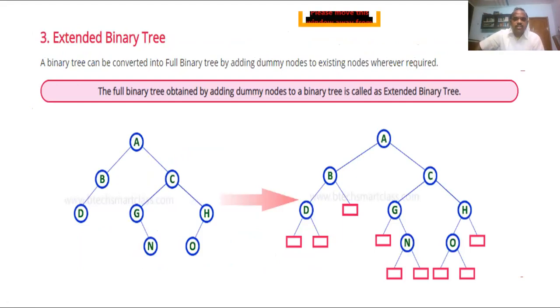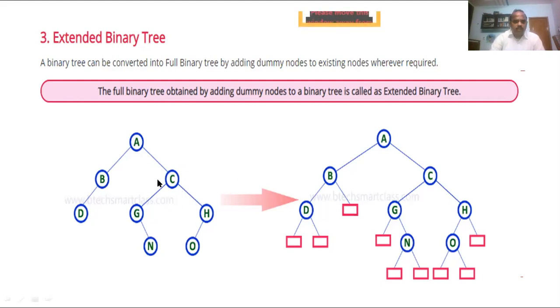An extended binary tree is also a binary tree. A binary tree can be converted into a full binary tree by adding dummy nodes to existing nodes whenever required. Clear? The full binary tree obtained by adding dummy nodes to a binary tree is called an extended binary tree.